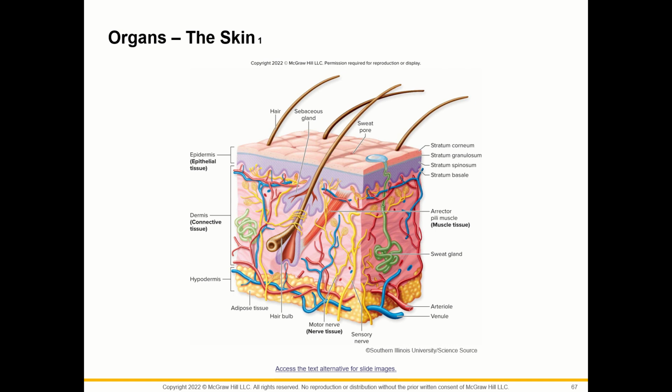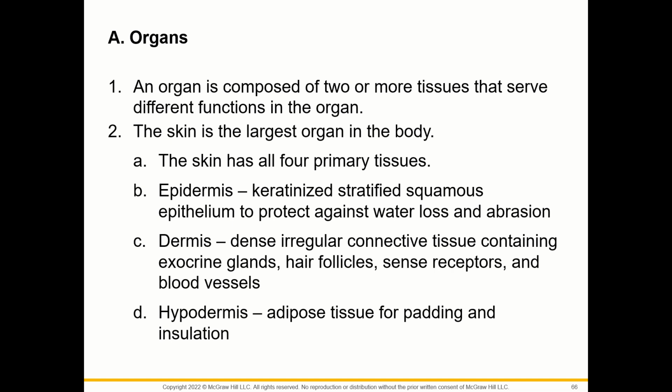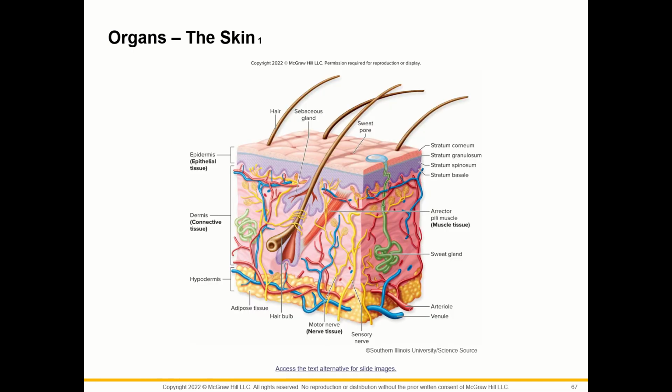Figure 1.22 is the diagram of the skin, and it says here that the skin is the organ that contains all four types of primary tissues. And so, in this illustration, we can see all four of those types, whereas if you notice in this slide here, we see that we've got the epithelial tissues in terms of the keratinized squamous, and then we have the connective tissues in terms of dense irregular and adipose, but we haven't mentioned like muscle tissues or nerve tissues yet.